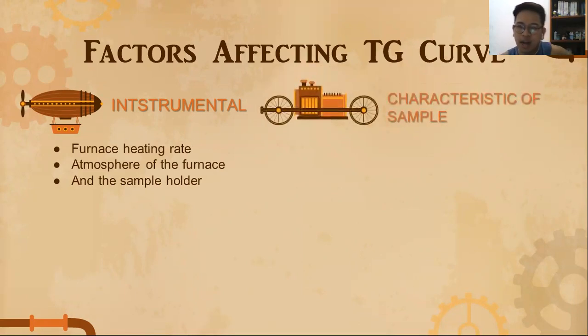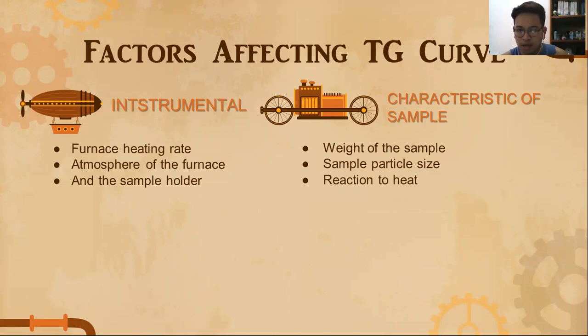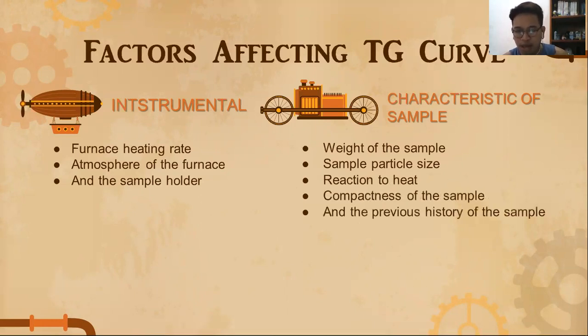For the characteristics of the sample, we have the weight of the sample. It is always recommendable to have a small weight of sample. For sample particle size, a small and uniform particle size is highly recommendable. If not, apparent rapid weight loss may occur. Other characteristics of the sample are its reaction to heat, compactness of the sample, and the previous history of the sample.